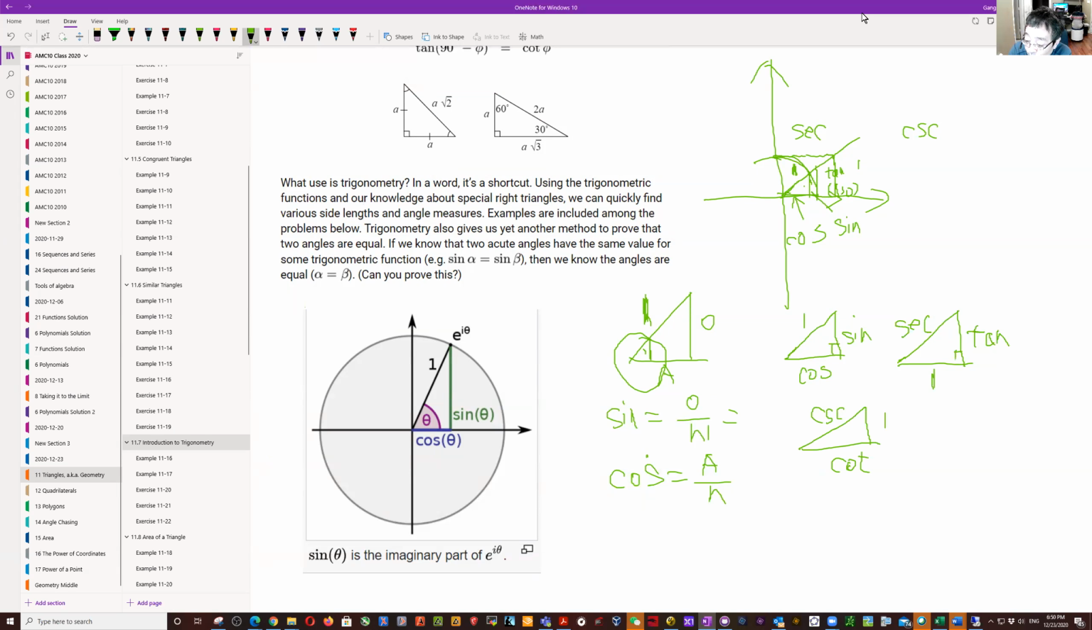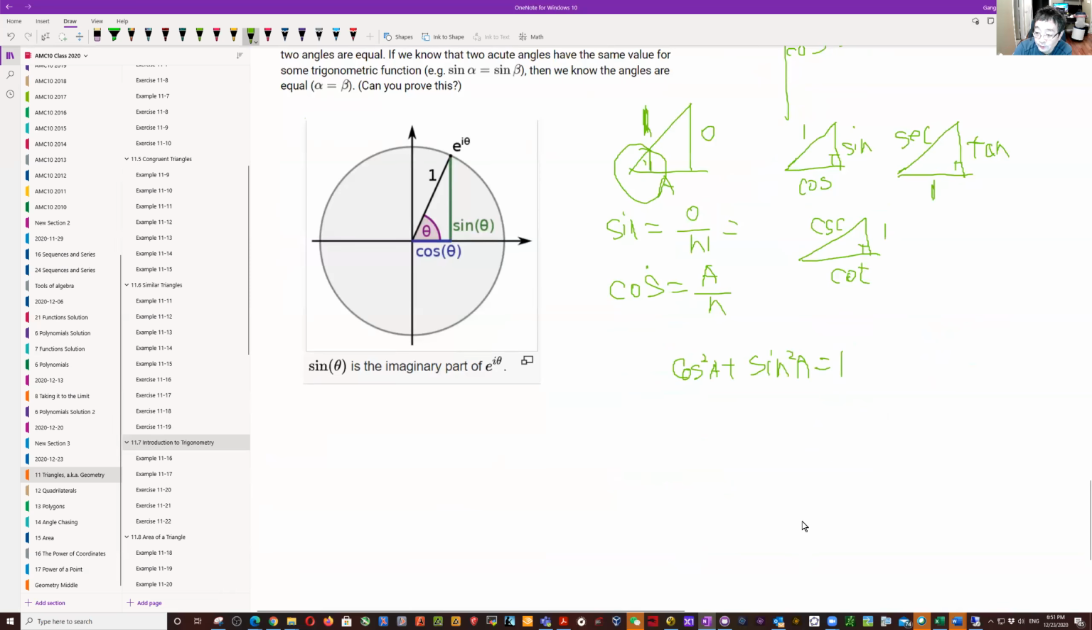What's the importance of those? If you are able to draw this, then it's possible to write down the trigonometry identities very easily. So here, cosine A squared plus sine A squared equals 1. So this is the first identity.